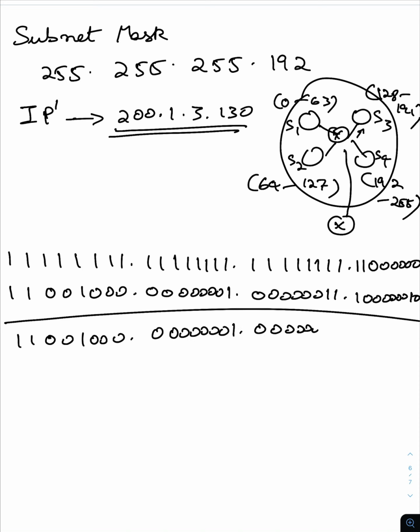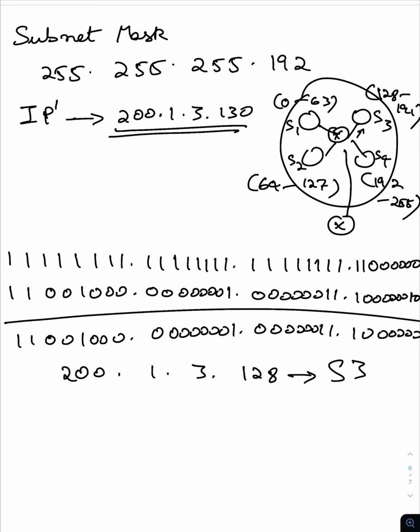Same thing for the next octets, and here when you AND 130 with the mask, it's 10 and the rest are zeros, 10000000. So you get your network ID here. So this is the same: 200.1.3.10000000, which is 128, which is the subnet of S3.